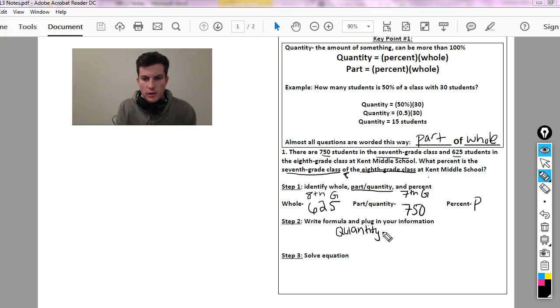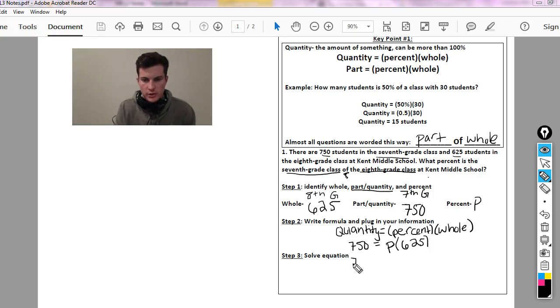Quantity equals percent times whole. Okay, we have our quantity, that's 750, equals, percent is P, and our whole is 625. Let's go ahead and solve this equation.